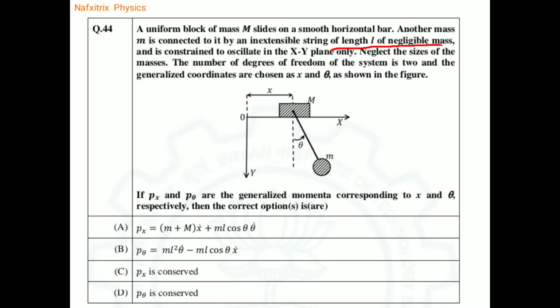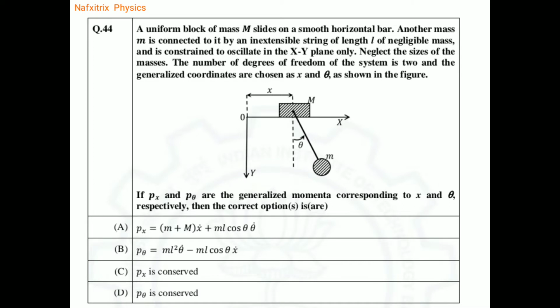Next, neglect the sizes of the masses. So here we should neglect the sizes of the masses. The number of degrees of freedom of the system is 2. So here they are saying the degrees of freedom of the system is 2. And the generalized coordinates are the distance of the block from the origin, that is one of the degrees of freedom, and this angle theta, how much angle this oscillator is making. So both of these are enough to define this system at a given time. So only 2 degrees of freedom.